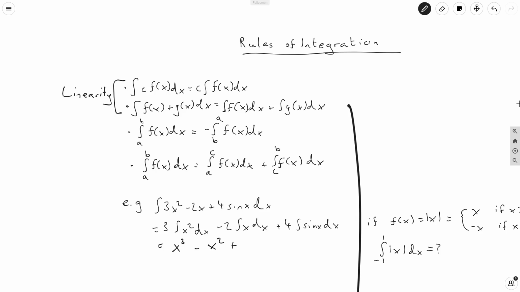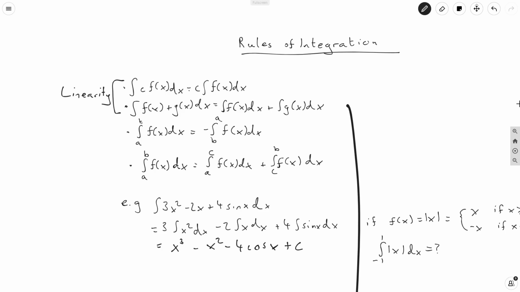We just need to be a little careful here. What do we need to differentiate to get sine x? Well, if we differentiate cos x, we get minus sine x. So we need to differentiate minus cos x to get sine x. So this is actually minus 4 cos x. And always, since we're dealing with an indefinite integral here, we have to remember our plus c. Technically speaking, we pick up a plus c from all of these integrals, so this is x cubed plus c minus x squared plus c minus 4 cos x plus c, for 3 different values of c. But we can just combine them all into one, because a constant plus a constant plus a constant is still just some other constant.